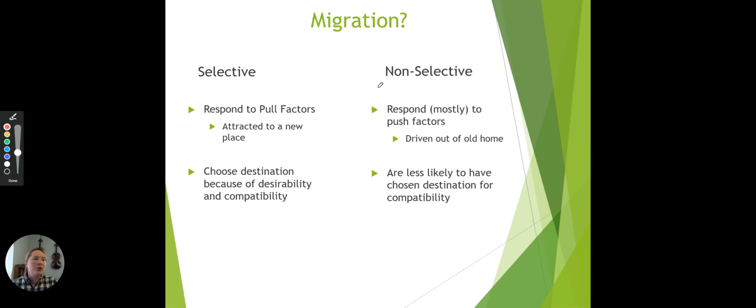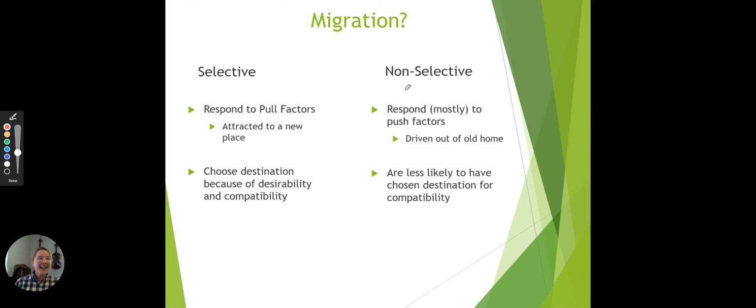So then we're going to cross the road over here. We're going to look at the alternative. So if selective migrants are responding to pull factors, they're being drawn to a specific opportunity. Our non-selective migrants are actually responding to push factors. Something is actually repelling them away from the place that they are and encouraging them to go somewhere else instead.